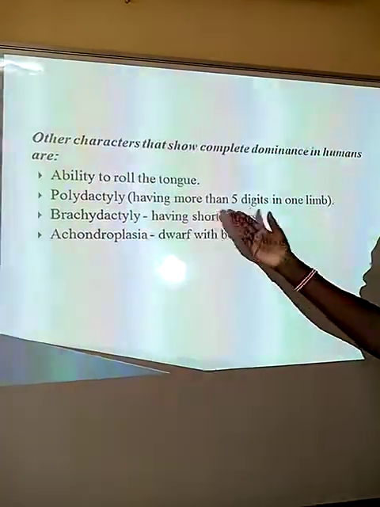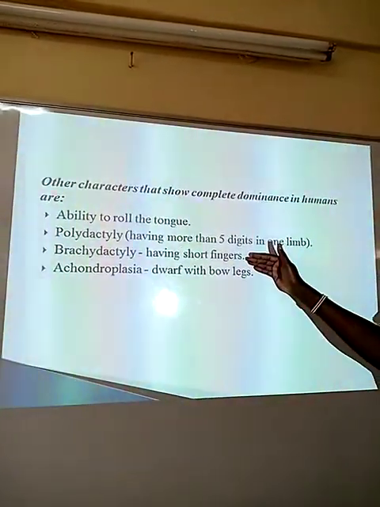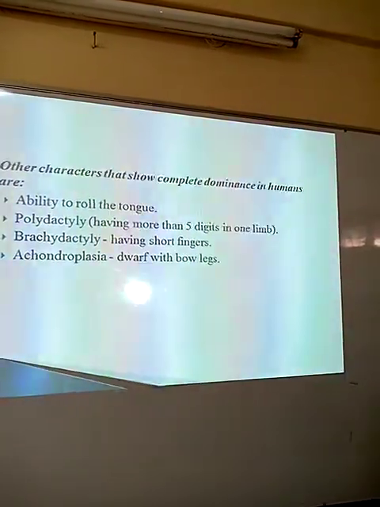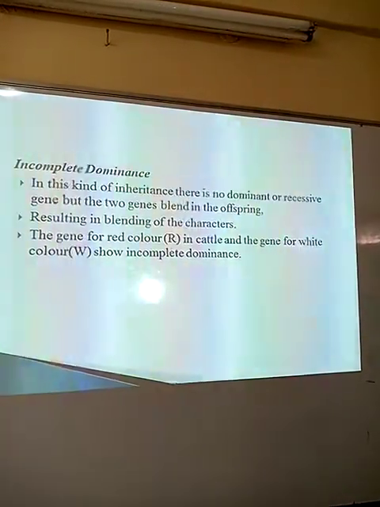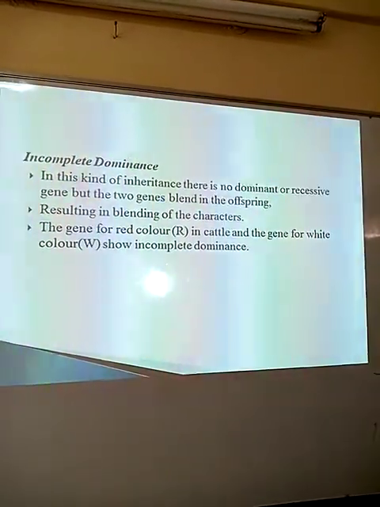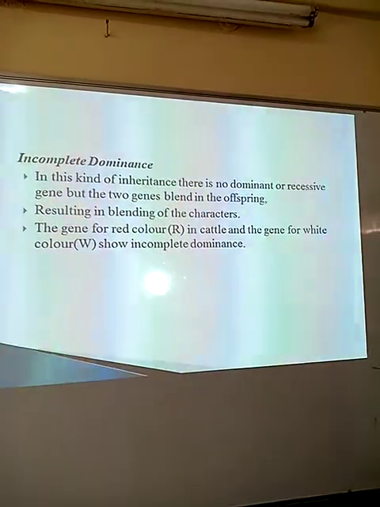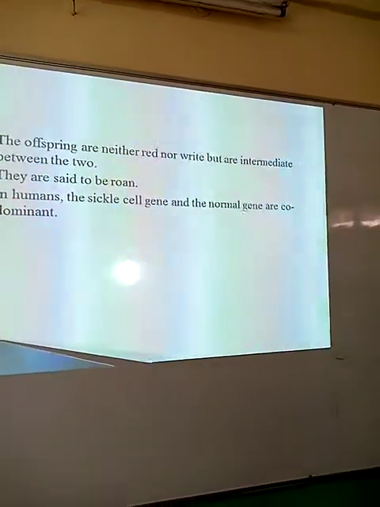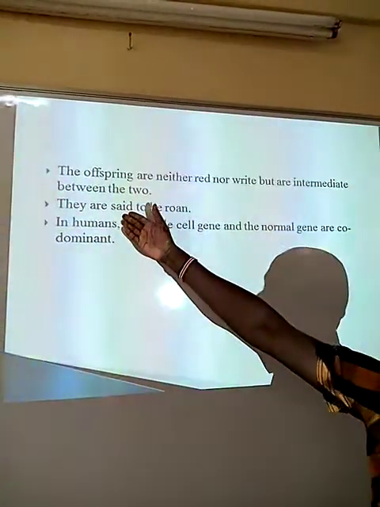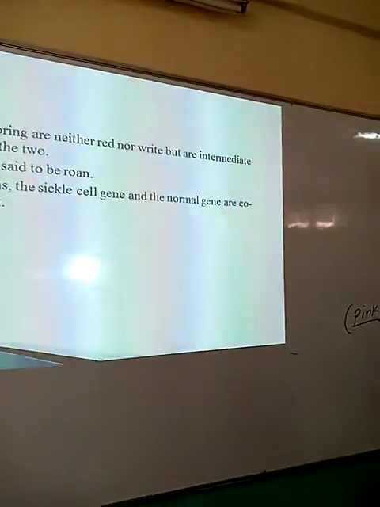Then again, having short fingers as compared to the normal fingers, the normal fingers are dominant. Then you also have the dwarf people with their bowed legs. So those are the characteristics that we've seen. And now in incomplete dominance, there is no allele that expresses itself phenotypically. So the two colors blend to bring up a color that is not of the two characters. The offspring are neither red nor white, and we call them roan as it is in animals. So we have other characteristics that are shown by incomplete dominance.